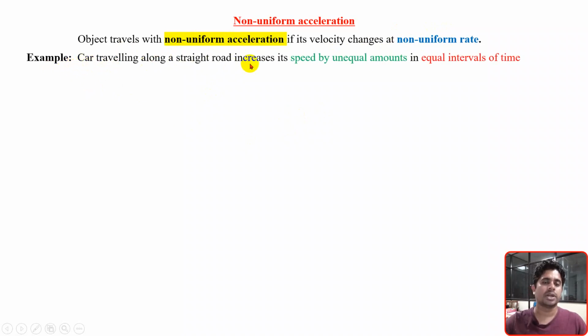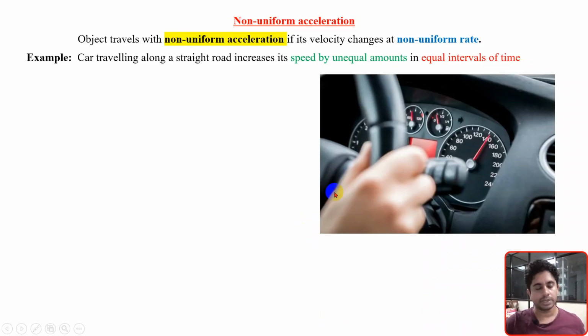A car traveling along a straight road increases its speed by an unequal amount in equal intervals of time. Let us take an example. Suppose at 10 a.m. I am starting my journey, traveling in a car on the highway. For the first hour, 10 to 11, I am traveling with a speed of, suppose, 40 kilometers per hour.